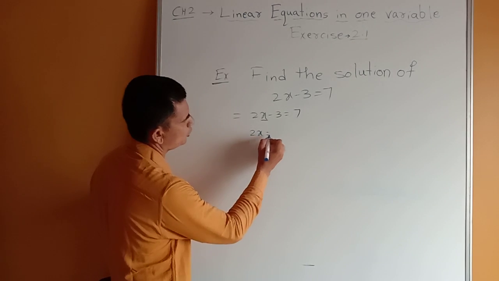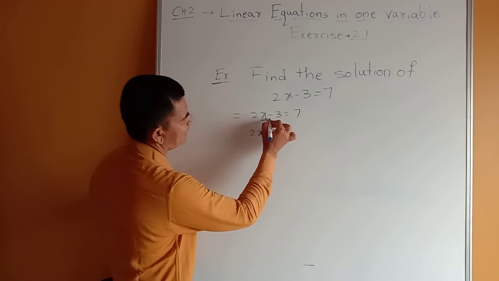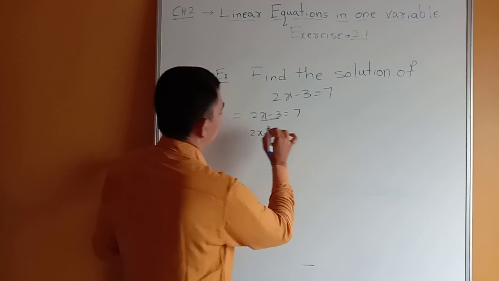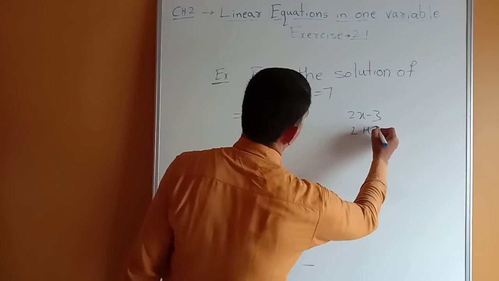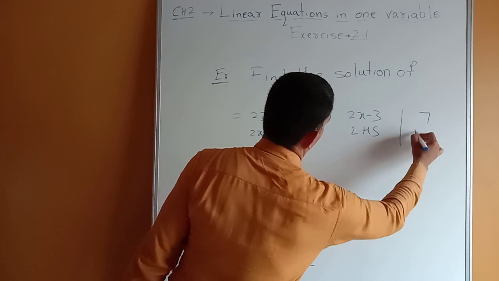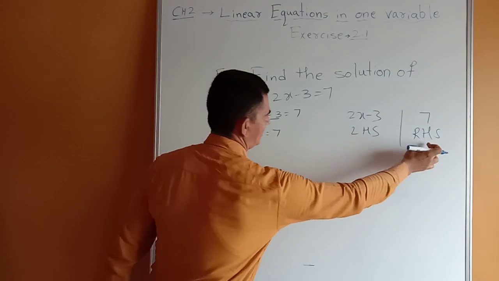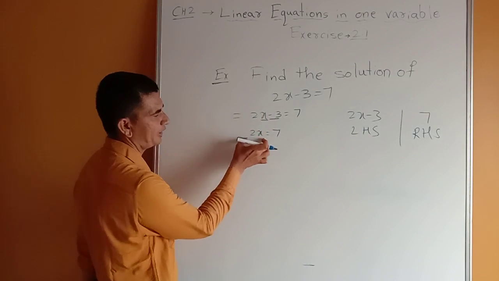So 2x is equal to, we can write 7 as it is. Now this minus 3 we have to take to the right side. Here we have 2x minus 3. This is the LHS and 7 is the RHS. You have to understand left hand side and right hand side. So on the left hand side, you can see that as it is, we have to take 2x.